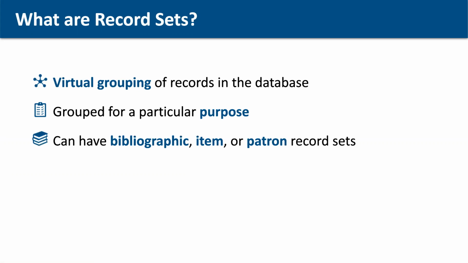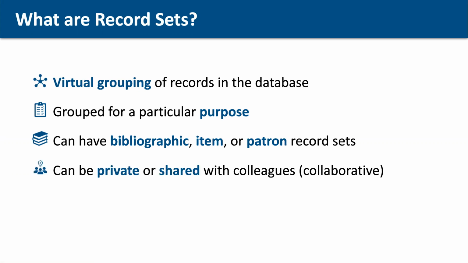Staff can create record sets for the major type of records, most commonly bibliographic records, item records, or patron record sets. Now, record sets can be private, so you can have them for personal use only, or they can be shared between colleagues if you want to collaborate or use with the Power Pack. And we'll see in a moment that the record set owner determines who is able to access the record set.